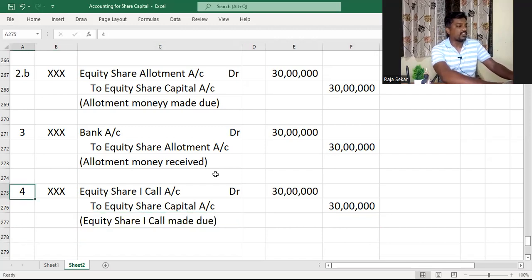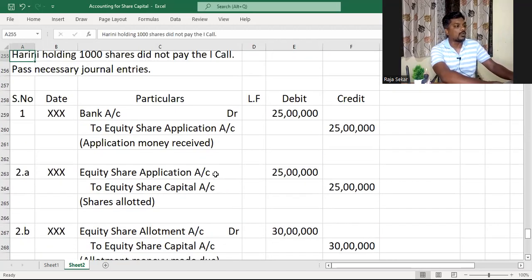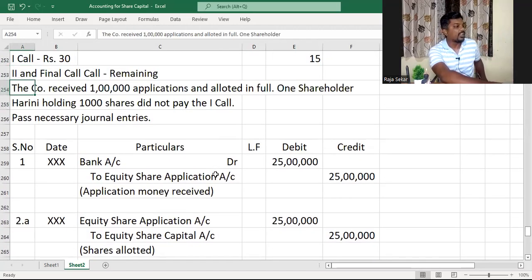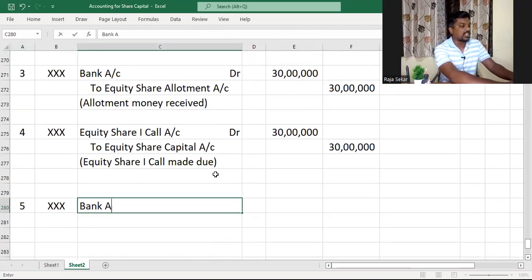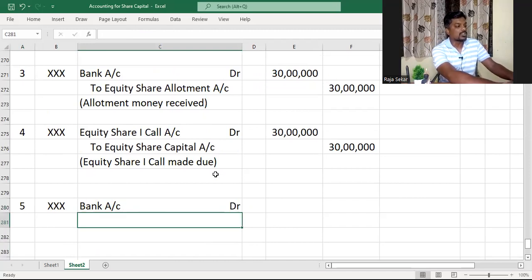Now, from the question, we understand that Harini did not pay the first call. Harini, holding 1,000 shares, did not pay the first call, right? So, when we receive the first call money, all the other shareholders would have paid except for Harini. So, when someone who's supposed to pay you does not pay, we still hold the right to receive that money from them. Am I right?